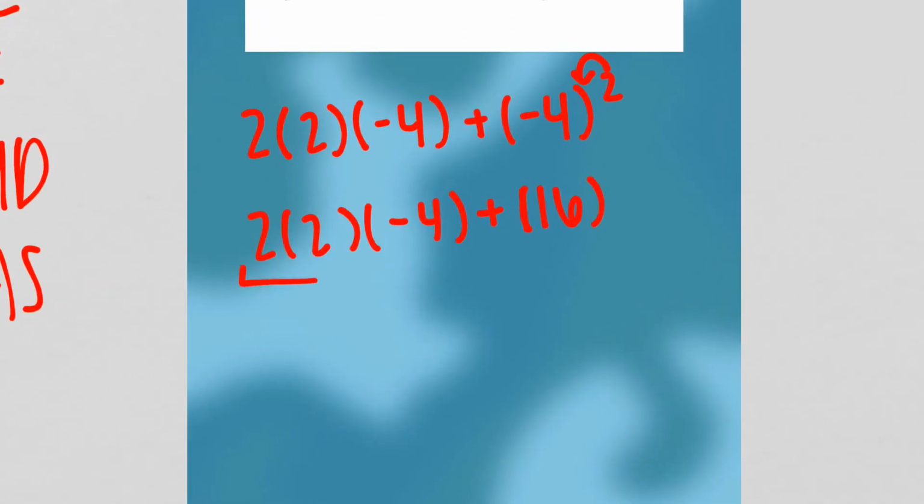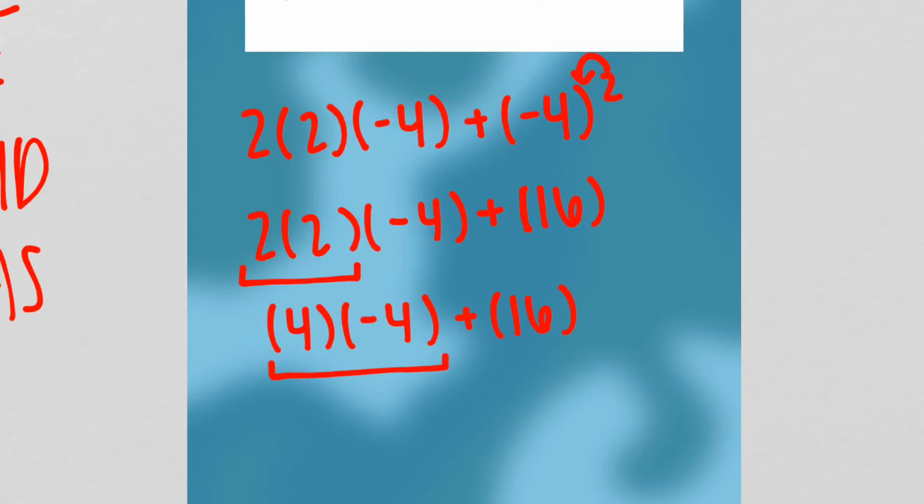We're going to do 2 times 2 first, which gives me 4. Bring down that negative 4 and the plus 16. Now we do 4 times negative 4, which gives me negative 16 plus 16. They're opposites of each other, so when you add them together, you end up with 0.